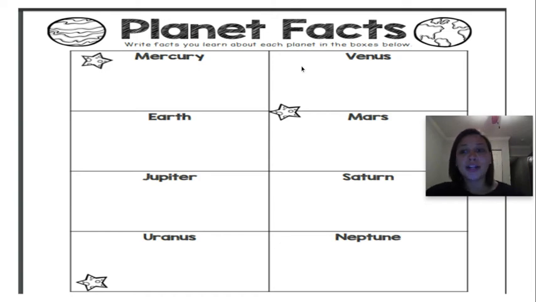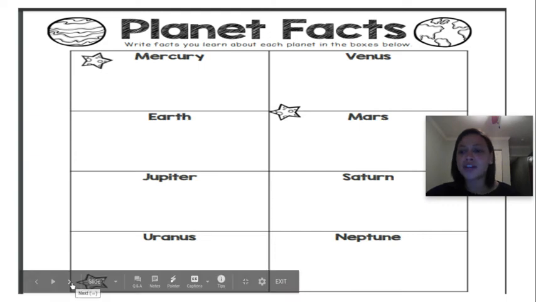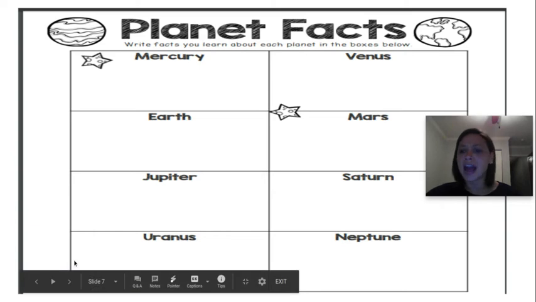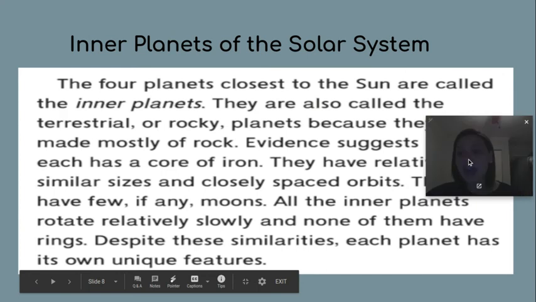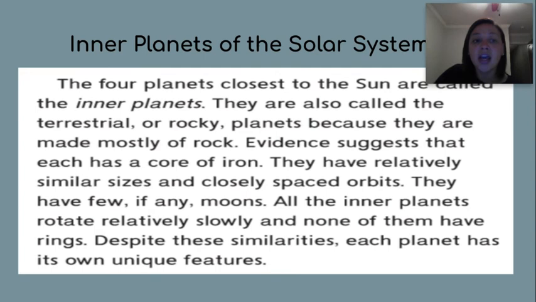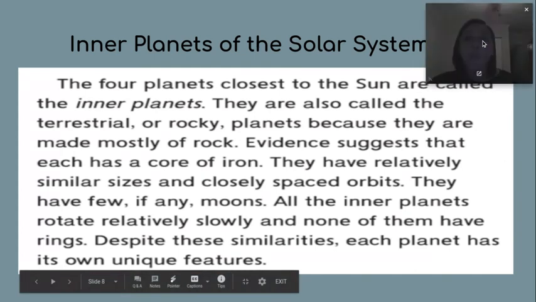Okay, so we're going to be learning about all of the 8 planets, okay? Boys and girls, half of these planets are what's called inner planets. The other half is called the outer planets. Now, why do you think they have those names? Well, yes, it depends on how they are organized, how close or how far they are from the sun. So let's read this paragraph together about the inner planets of the solar system and see what they are and why they are called the inner planets.